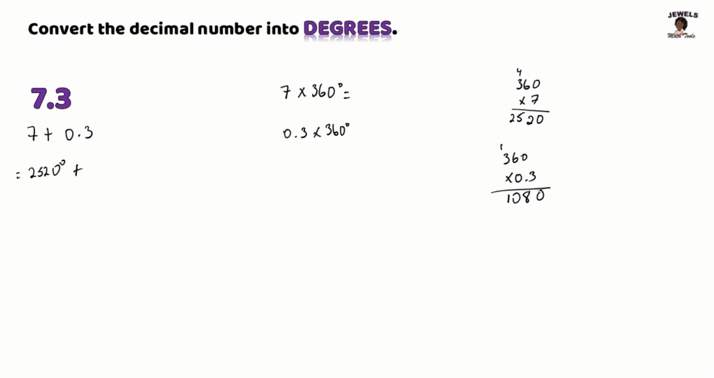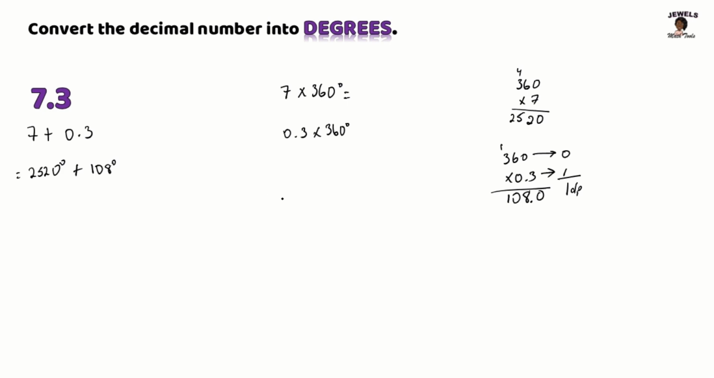So now I'm going to go back and input my decimal point, remembering that 360 has no digits behind the decimal point. 0.3 has 1 digit behind the decimal point. So in total, we should have 1 digit behind our decimal point. So we'll count 1, input our decimal point, and 0.3 in degrees will equal 108 degrees.